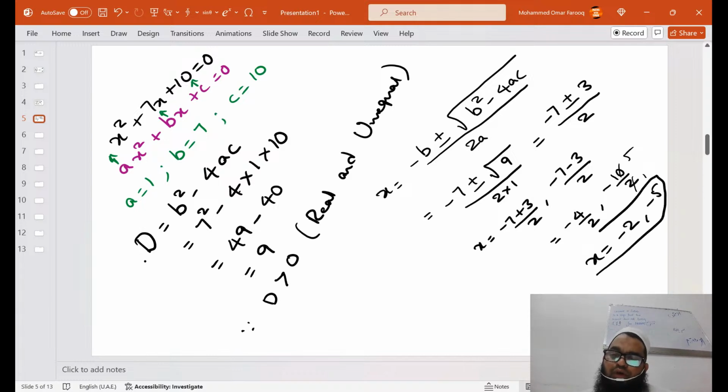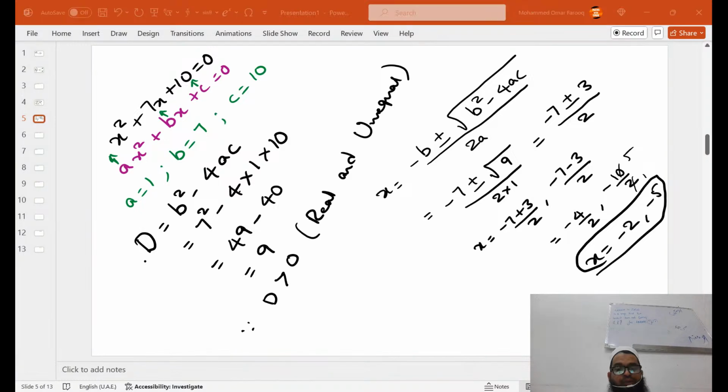Understood? Follow these steps. So you practice. Students, after this class, I will send you the questions separately. All the questions, whichever we have discussed, please practice them. Okay. Mathematics, you will not learn only by seeing. You have to do it on your own.